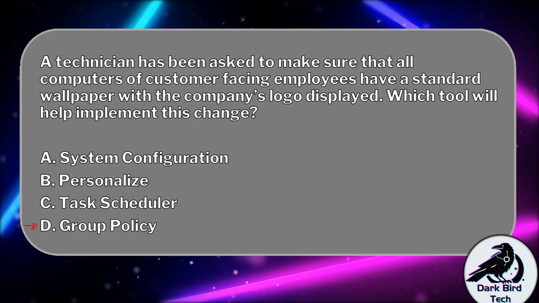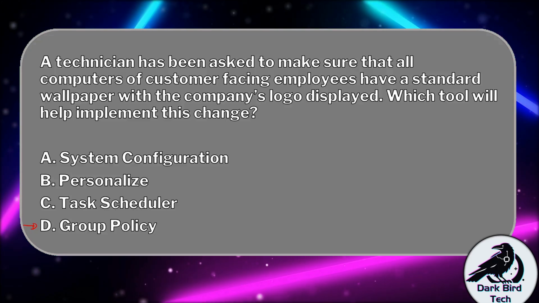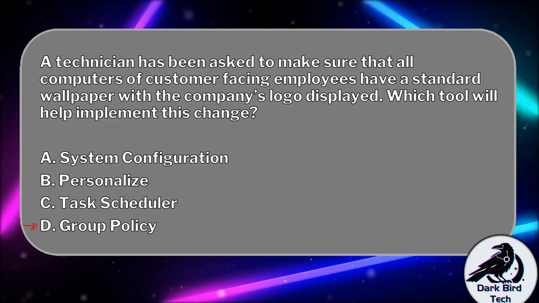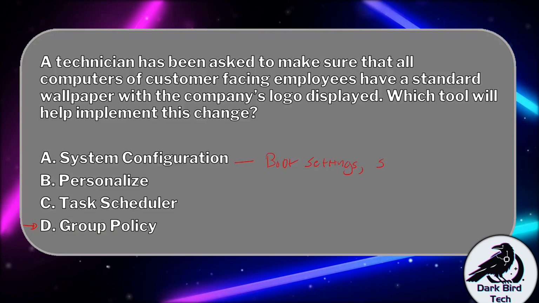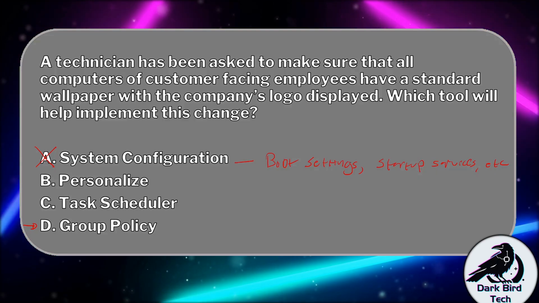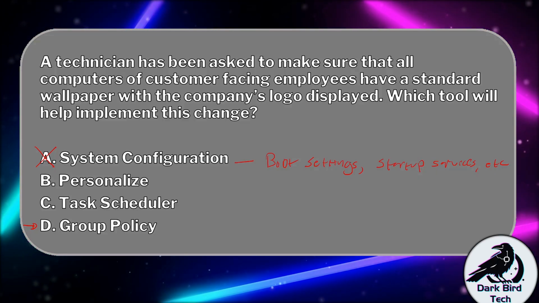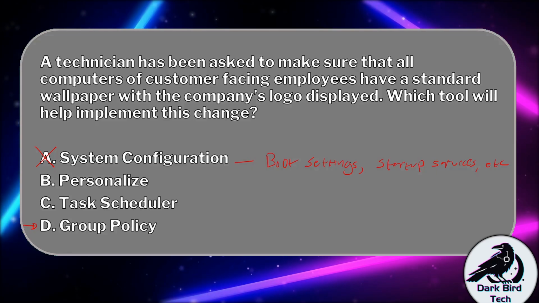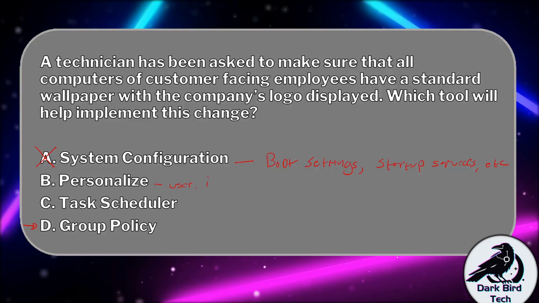So I'm feeling good for group policy, but what's wrong with the other ones? Well, the problem with system configuration is this handles things like your boot settings and stuff like that. That doesn't really do anything to the wallpaper. Personalize? Yes, technically that is where you go and set your wallpaper, background image, the OS's color scheme, all of that stuff. But this is for a user and it's done on an individual level.